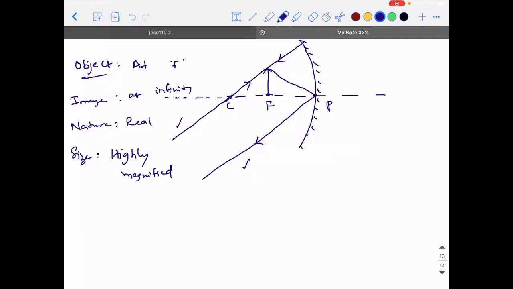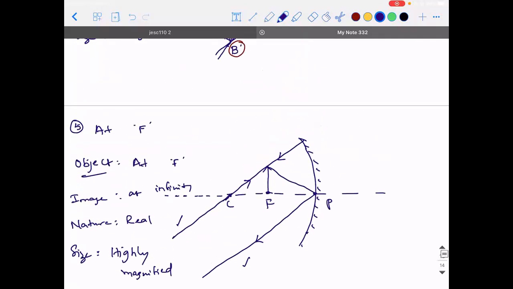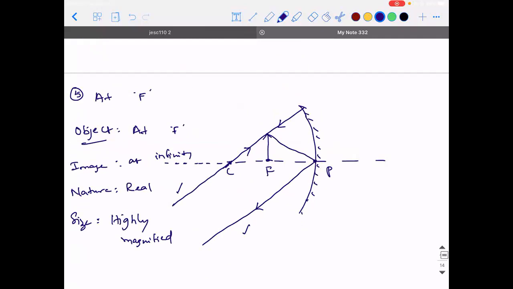So the next question is, where are you going to place the object next? Between F and that is between the pole and the focus. Okay. Before that, I want to tell you one important point here. I just want to focus on one important point. I hope you guys would have drawn it in your notes.